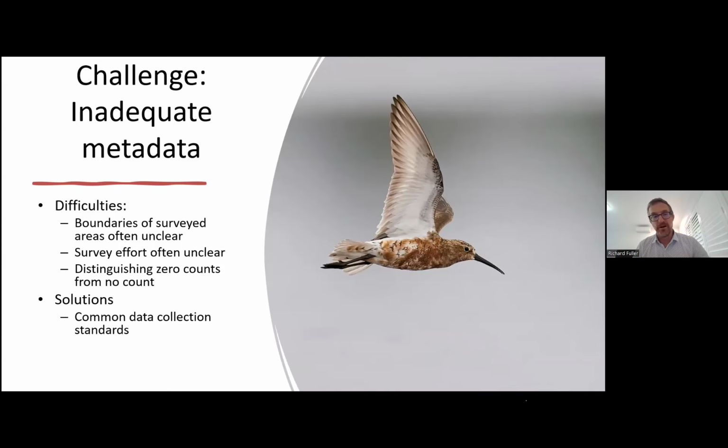One of the most important ones is distinguishing zero counts from no counts. If there are data missing from a roost, does that mean that maybe that roost site was inundated by a spring tide on that particular occasion, and that's why there's no count? Or was it available but there were no birds there?